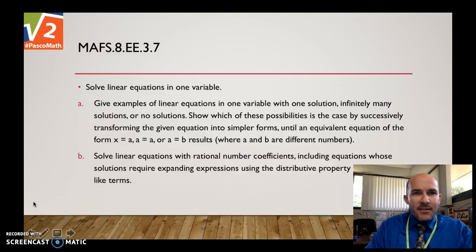So 8.EE.3.7 reads, solve linear equations in one variable. And it has two parts. Part A says, give examples of linear equations in one variable with one solution, infinitely many solutions, or no solution. Show which of these possibilities is the case by successfully transforming the given equation into simpler forms, until an equivalent equation of the form x = a, a = a, or a = b results, where a and b are different numbers. And then solve linear equations with rational number coefficients, including equations whose solutions require expanding expressions using the distributive property and combining like terms.